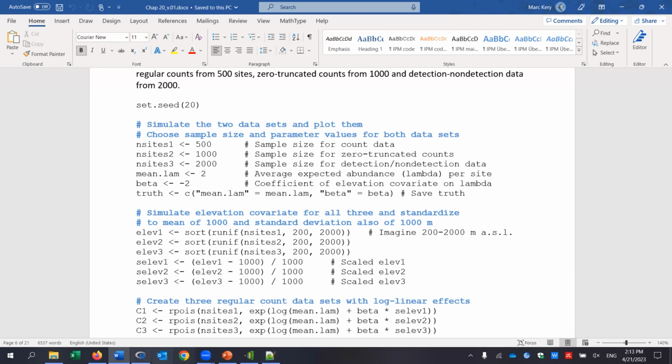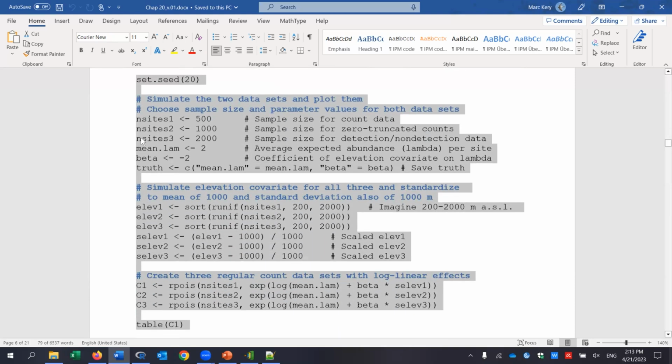To emulate this law of nature of citizen science and other types of data, I say that I have 500 sites with counts, 1,000 with zero truncated counts, and 2,000 with detection non-detection data. I'm going to simulate this by starting with regular counts for all of these data sets, and then degrading data sets 2 and 3. First I simulate the data sets, up to here.